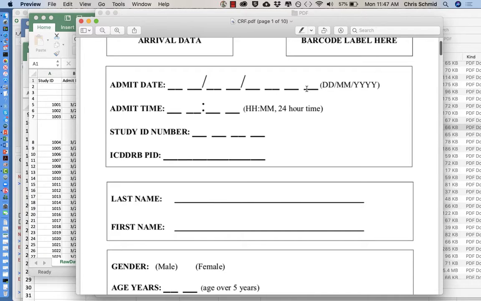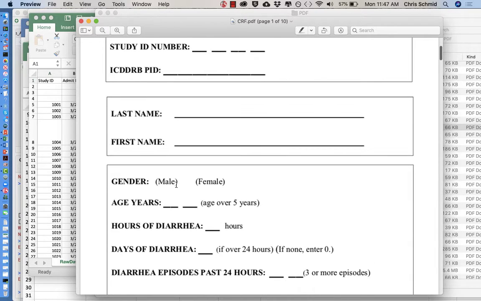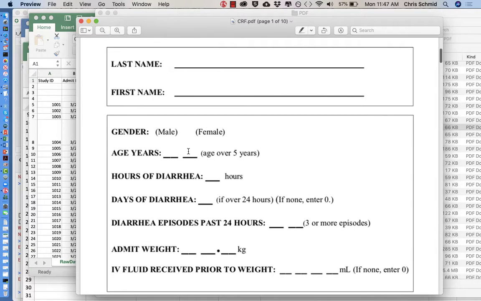So notice it's day, month, year, and so they give you two spaces for the day and the month and 4 for the year. The admission time, hour and minutes in 24-hour time, the ID number, the name, the first name, the gender, male or female, age in years. I guess we're not assuming anybody's going to be 100. Number of hours of diarrhea, one.